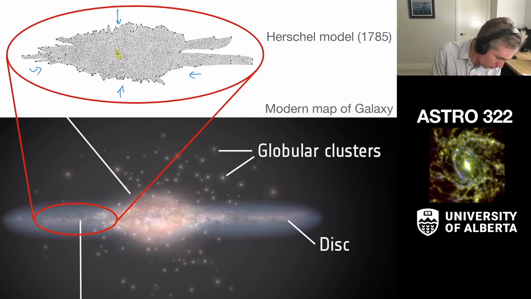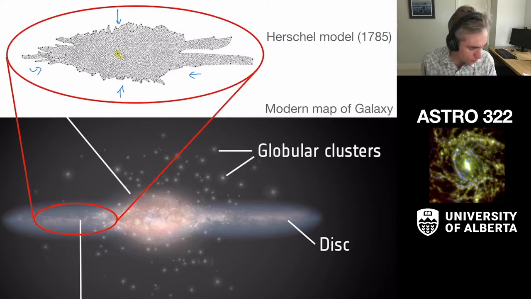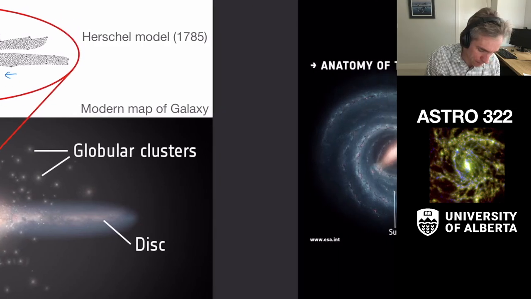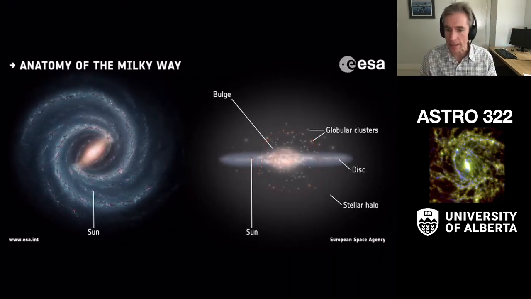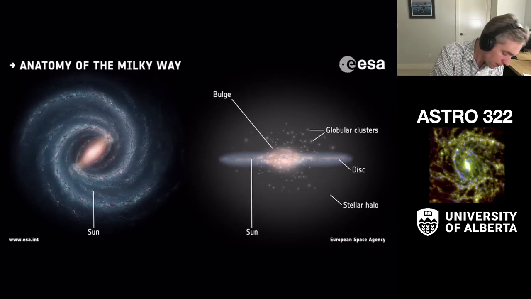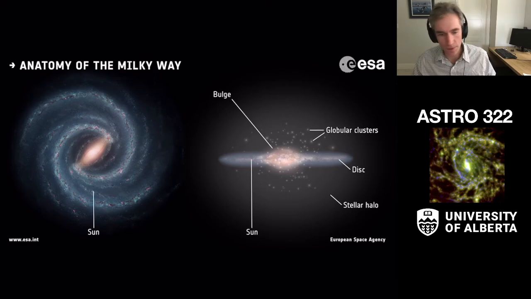But in a modern view, we're situated here in the disk of the galaxy, far away from the center. There are all of these globular clusters distributed in a roughly spherical distribution around the galactic center. So what we want to do is use the distribution of these to give us a sense of where we are in the galaxy. So let's hop on over to Glue.